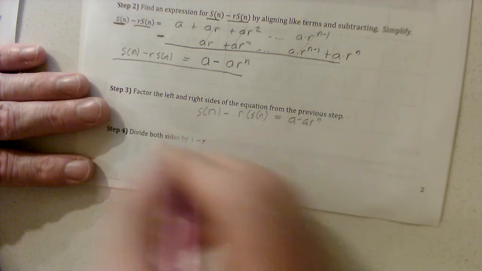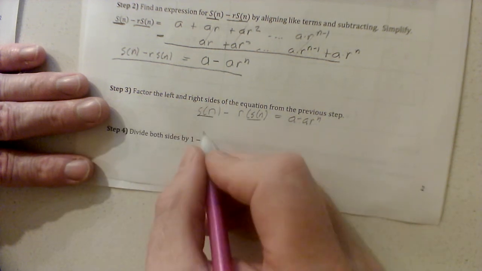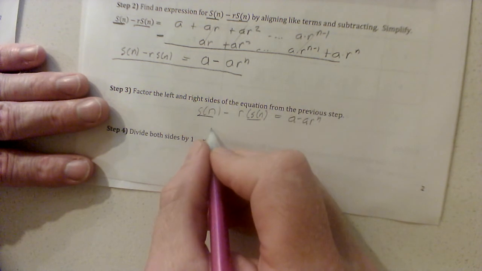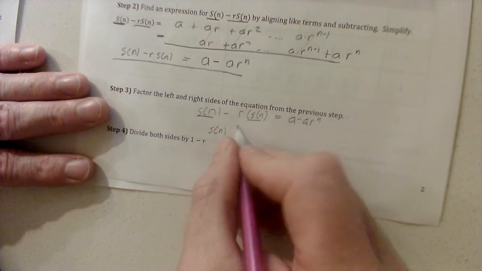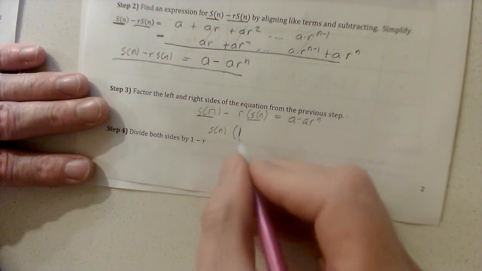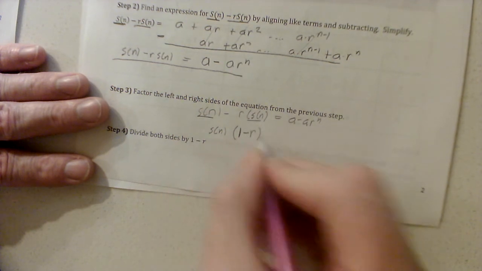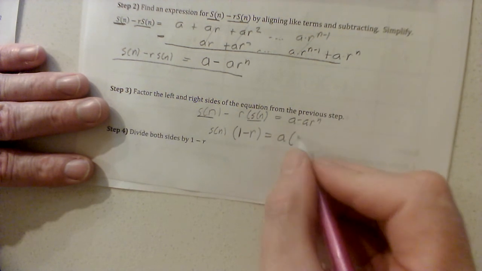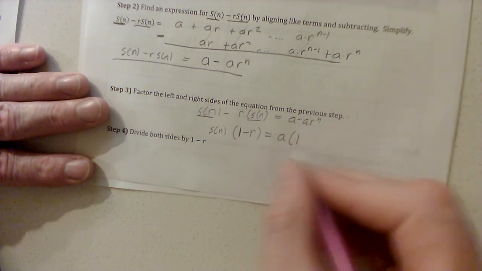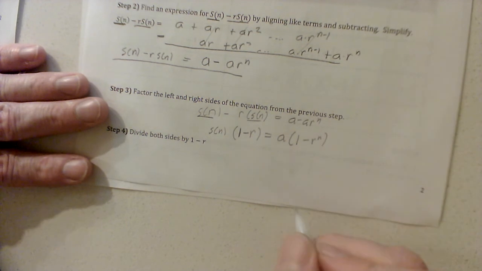So let's factor. Well, what factors out of here? Well, it looks like Sn factors out. So I could say, hey, you know what? Let's say Sn, right? And if I factor that out of here, that's 1. If I factor that out of here, that's minus R equals, looks like A comes out of here, right? A divided by A is 1. AR to the nth divided by A is R to the nth, right?